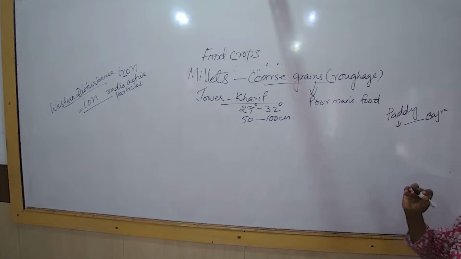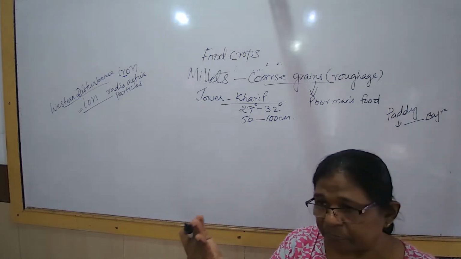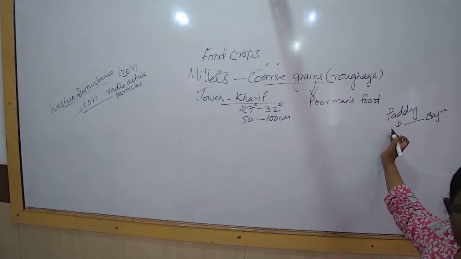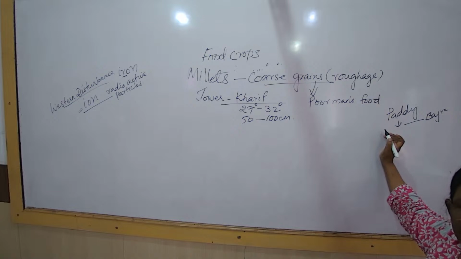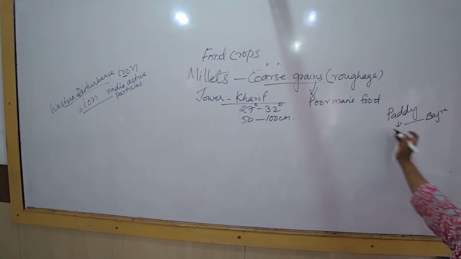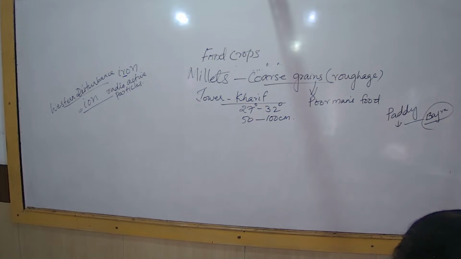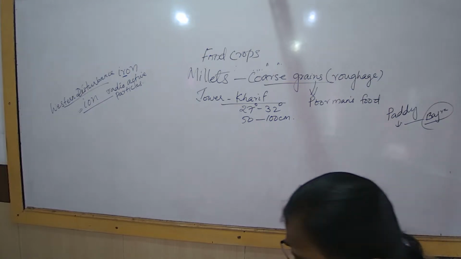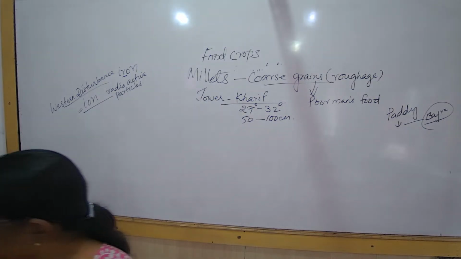I told you paddy can be grown in these seasons also. After that, in order to retain the fertility of the soil, the paddy field used to be kept idle in some places. So instead of keeping it idle, bajra can be grown. In many other places leguminous crops are grown. Leguminous crops are pea, bean varieties.